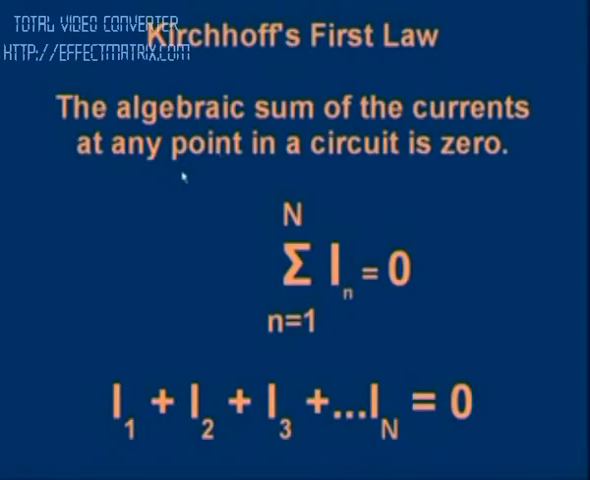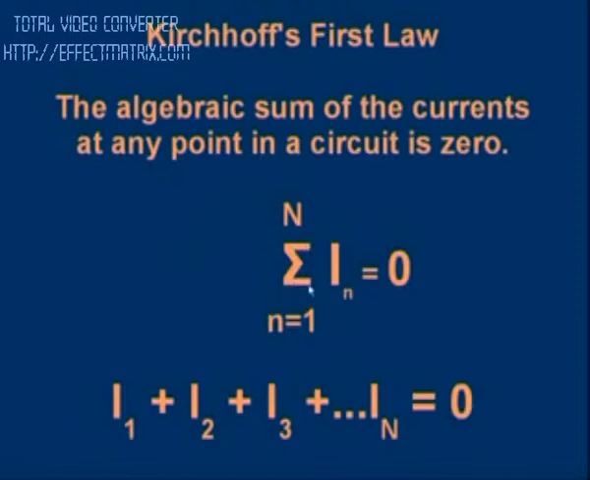The sum of the currents at any point in a circuit is 0. That's Kirchhoff's first law. For the mathematically inclined, we can express that in this form. You may or may not be familiar with the summation sign. This letter here is a capital letter sigma from the Greek alphabet, a capital sigma, and it means add together.